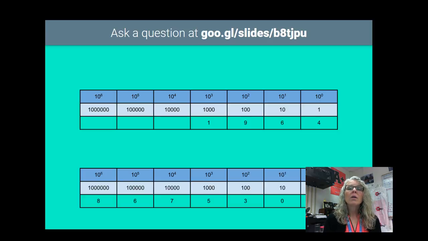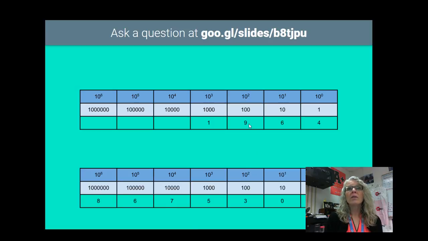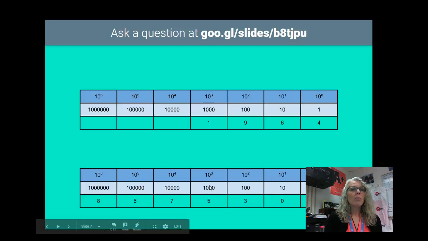It was a good year. When we say 1964, we're actually saying 1 times 1,000, or 10 to the third, and we're adding that to 9 times 10 to the second, and we're adding that to 6 times 10 to the first, and we're adding that to 4 times 10 to the 0. That's really what we're doing. And in this example, the same thing.